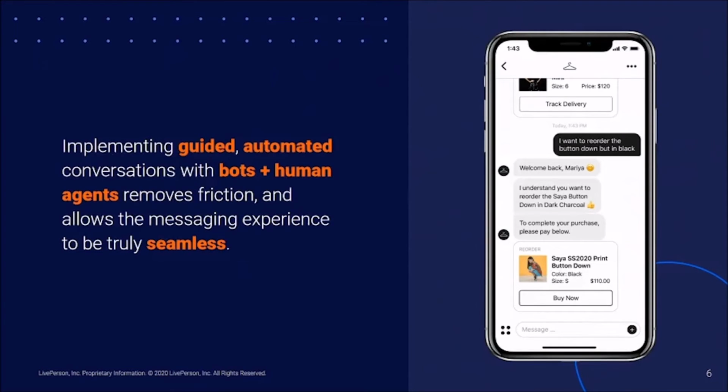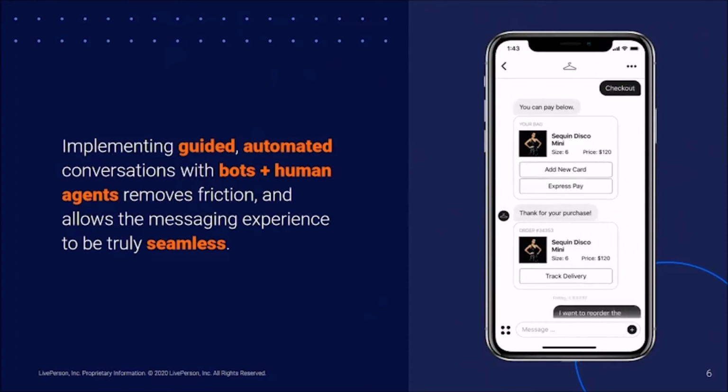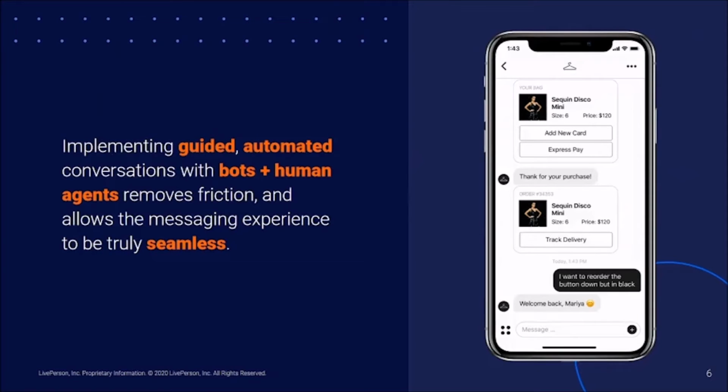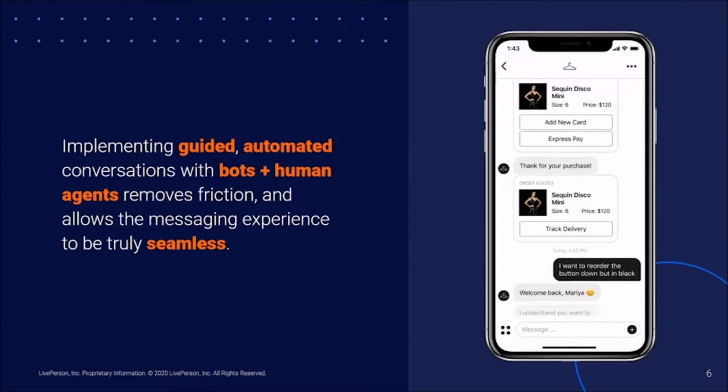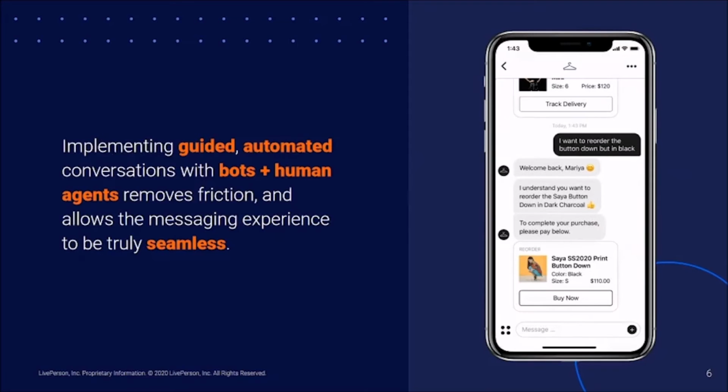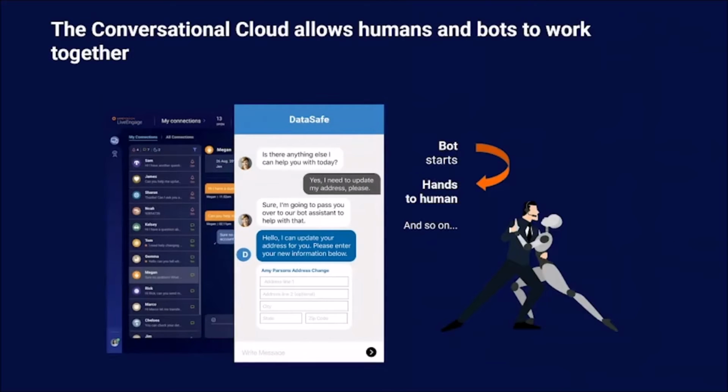The primary way to do this is to implement guided automated conversations with bot and human agent to remove friction and to allow a seamless messaging experience for your users. Our conversational cloud helps facilitate this through our Tango. The Tango is the ability for a conversation to go from bot to human, for a conversation to start with a bot, be handed to a human, or vice versa, for a conversation to begin with a human and be handed back off to a bot. And I'd like to take a minute now to show you what this would look like in the real world.